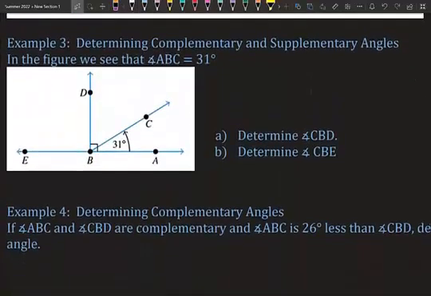Determining complementary and supplementary angles. In the figure below, we see that ABC is 31 degrees. Let's determine CBD and CBE. So first we're going to determine CBD. So we have to figure out what that is. CBD. So we want to find this right here. That whole picture, this whole picture, that's a 90-degree angle, meaning it's complementary.